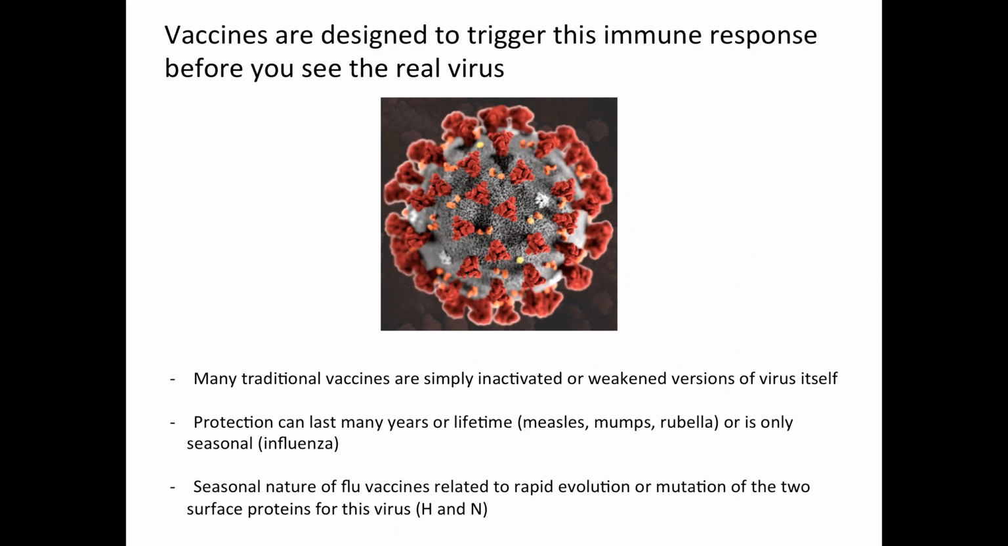The seasonal nature of the flu vaccines is really caused by the fact that these viruses are rapidly evolving or mutating. And we also have two surface proteins to factor in with this virus, the H and the N. And those that are developing vaccines for the flu need to get the H and the N correct in order to have maximal protection from the flu each season.